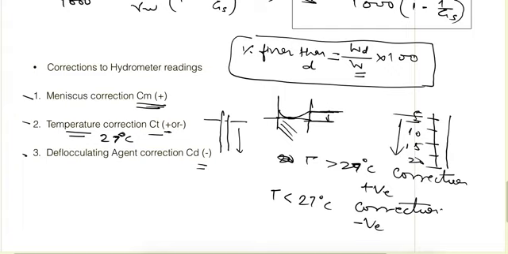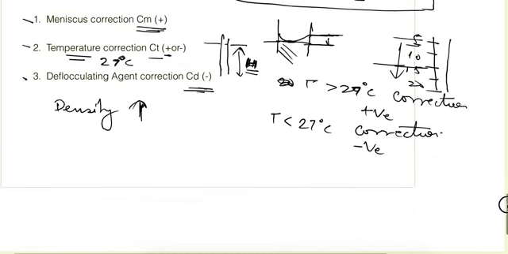So if in a normal liquid the hydrometer is coming to depth H, and the density is increased, it will come down to a lesser value than H. If this value is lesser, then we'll get a bigger value of the reading, so we have to deduct the correction of deflocculating agent. So that's it for the hydrometer.